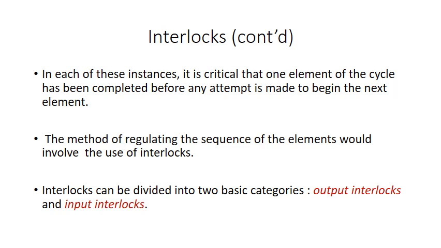In each of these instances, it is critical that one element of the cycle has been completed before any attempt is made to begin the next element. The method of regulating the sequence of the elements would involve the use of interlocks. Interlocks can be divided into two basic categories: output interlocks and input interlocks.